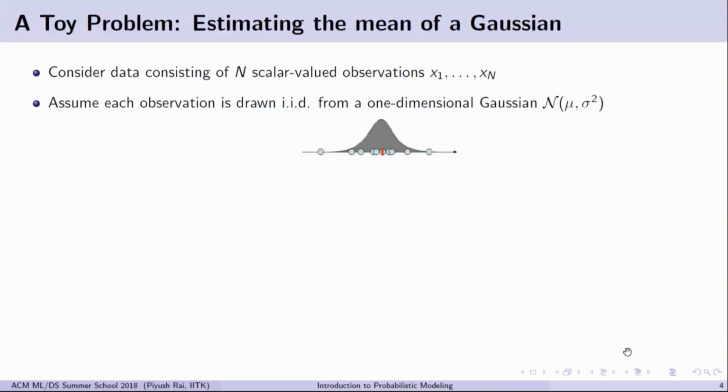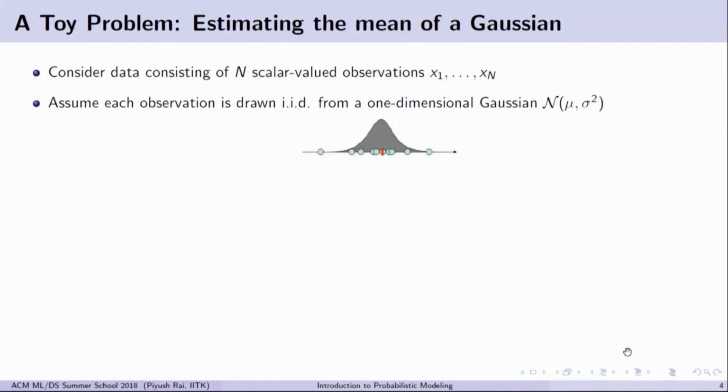So I'll start off with a very simple toy problem for parameter estimation, where we are trying to estimate the mean of a Gaussian distribution. Okay? So how many of you have not heard what a Gaussian distribution is? I guess you all have seen a Gaussian distribution in some form, right?